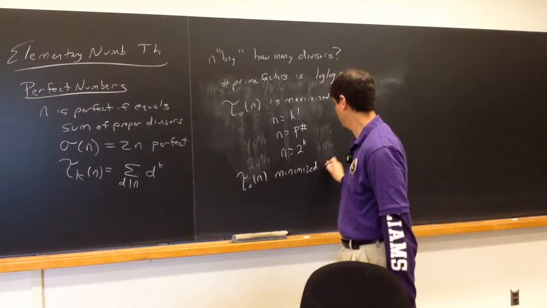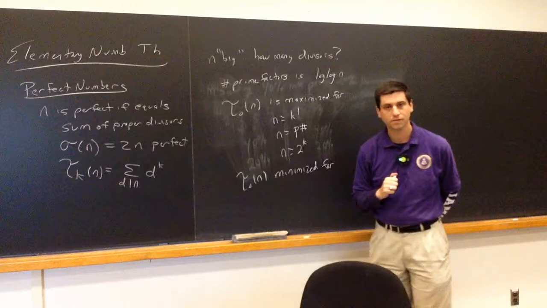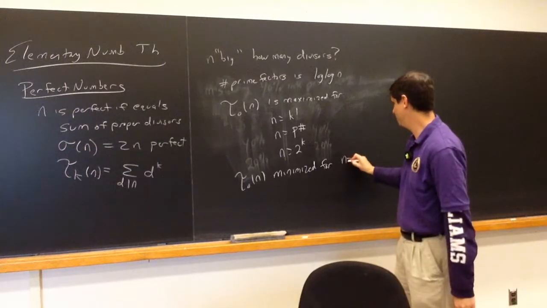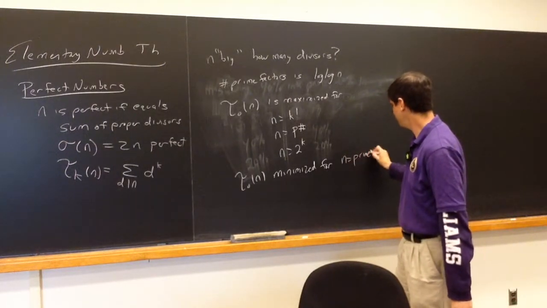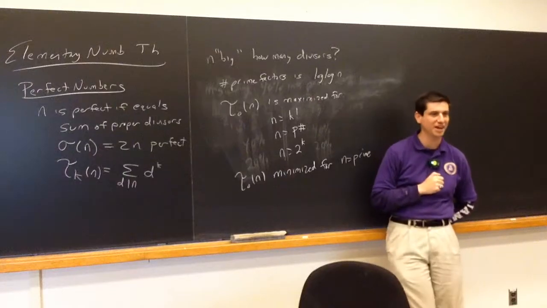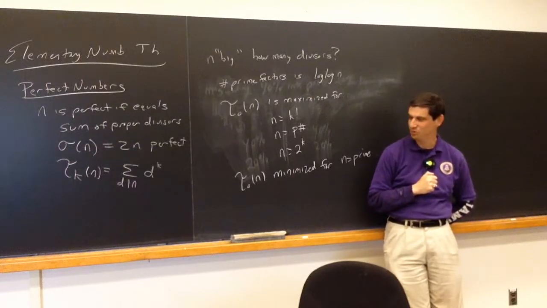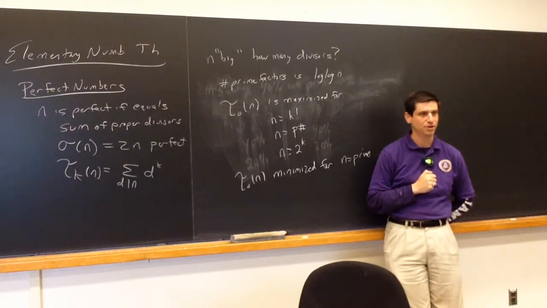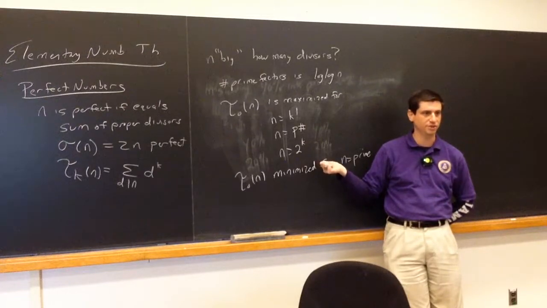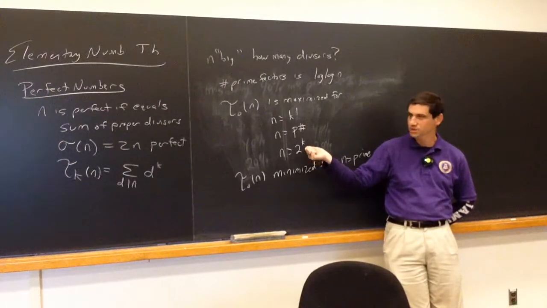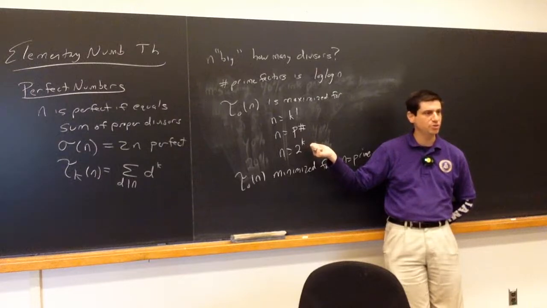It's minimized for primes, yeah. For n equals prime. Can't really get smaller than that. The only divisors are 1 and itself. So the minimum is not that difficult. The maximum we could probably figure out without too much trouble.